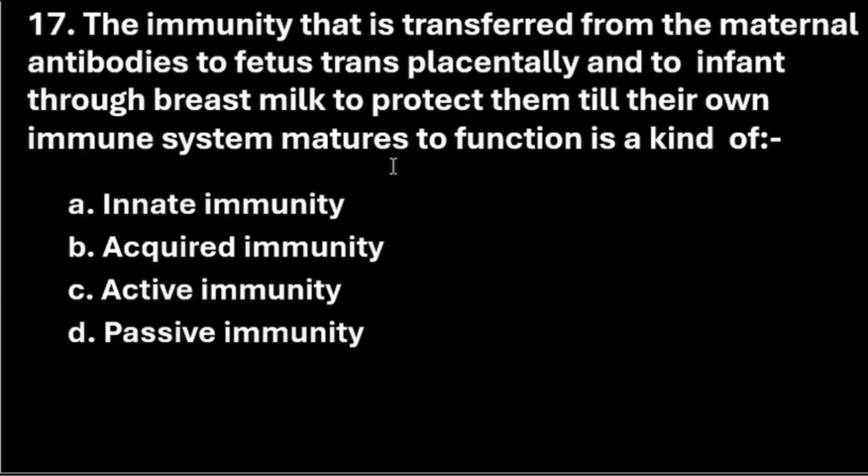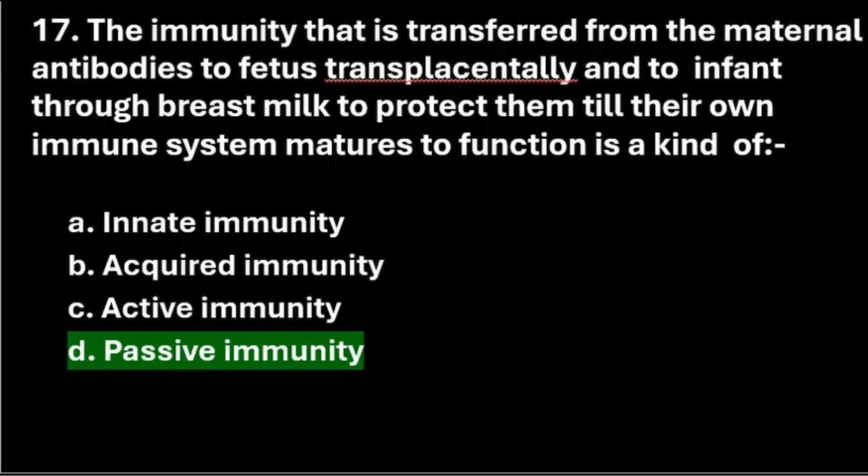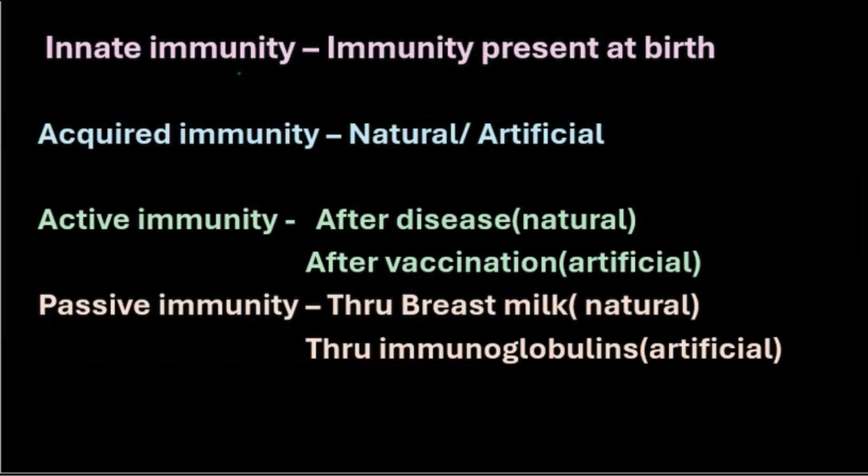Next question. The immunity that is transferred from the maternal antibodies to the fetus transplacentally and to the infant through breast milk, to protect them till their own immune system matures to function, is a kind of: option A, innate immunity, option B, acquired immunity, option C, active immunity, option D, passive immunity. This kind of immunity is known as passive immunity. Innate immunity is the immunity present at birth. The innate immunity is always present at birth itself, that is the inborn immunity. Then another kind of immunity is acquired immunity, that is acquired through our life after birth. The acquiring process will happen naturally or artificially.